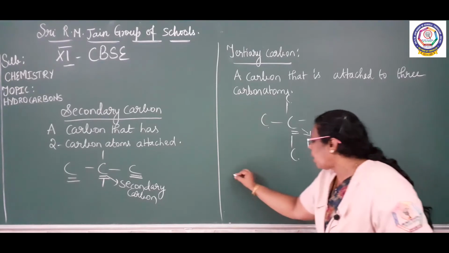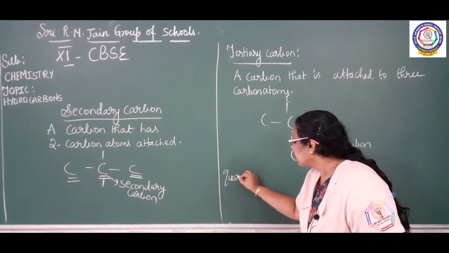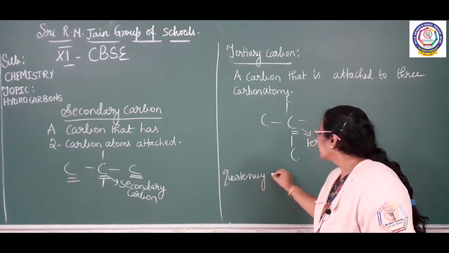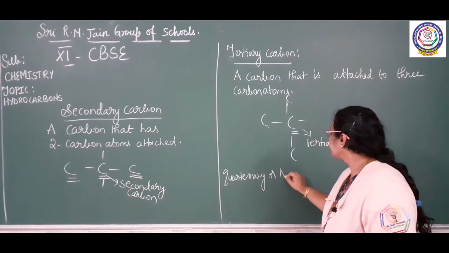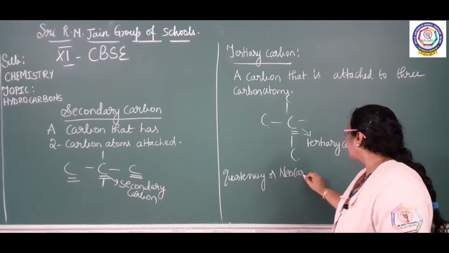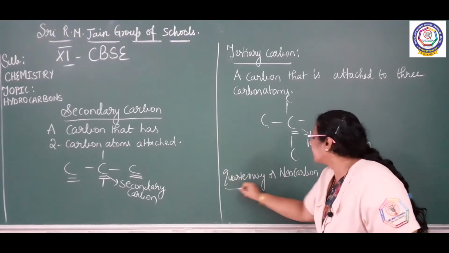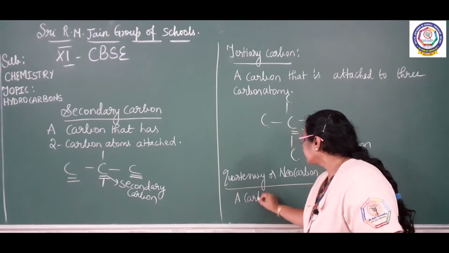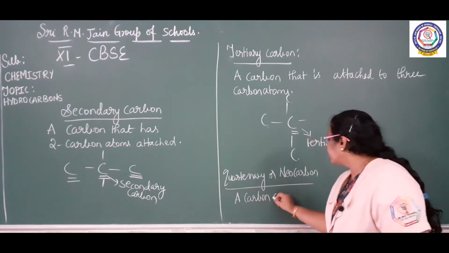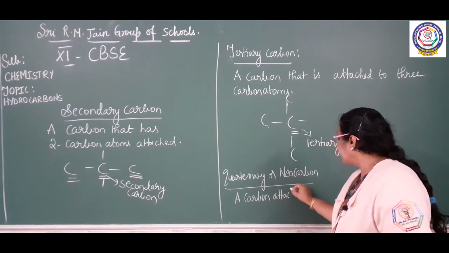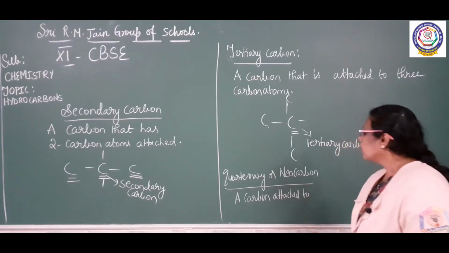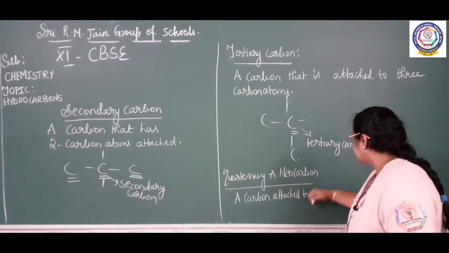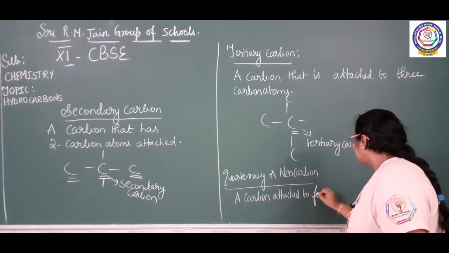What is the next one? Quaternary or neocarbon. What is a quaternary or neocarbon? A carbon attached to four carbon atoms.